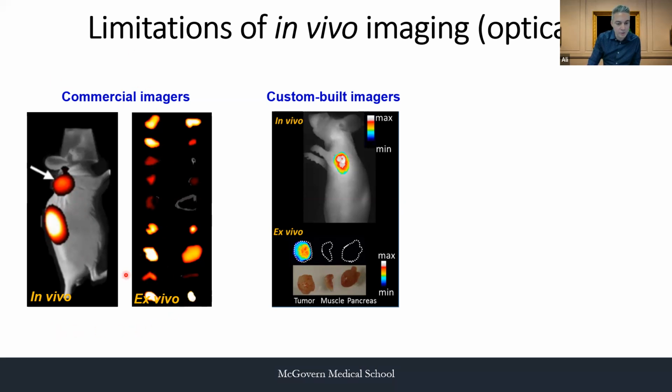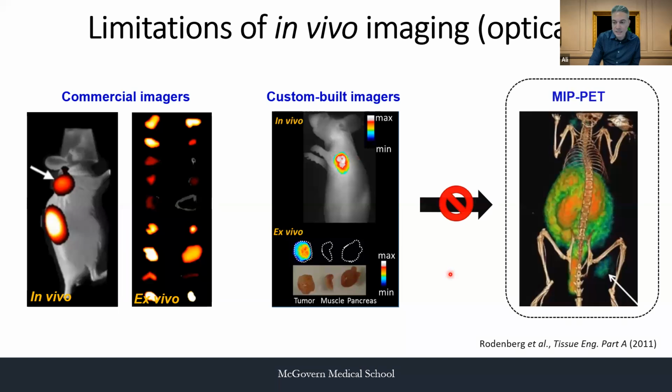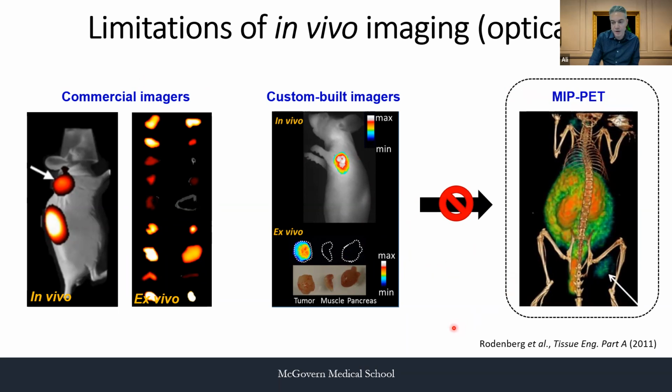And whether it's with these commercial scanners or these awesome custom-built scanners that have much more clinically relevant performance, we still are limited by the fact that we can only image things that are essentially on the surface. And if we want to know what's going on inside, we have to do ex vivo analysis. So really, the ultimate thing here is with the optical imaging, as far as the field stands, it's very challenging to produce the same type of information that you could generate from a PET MIP.